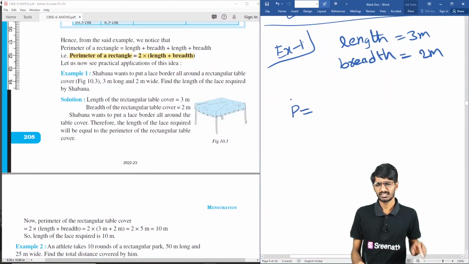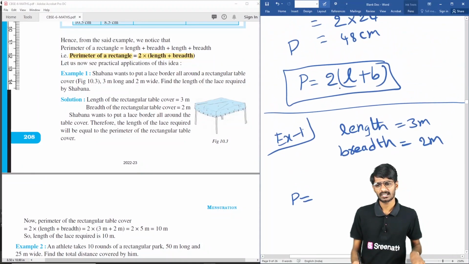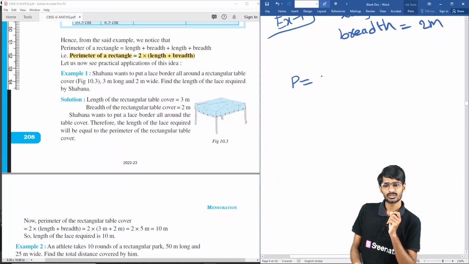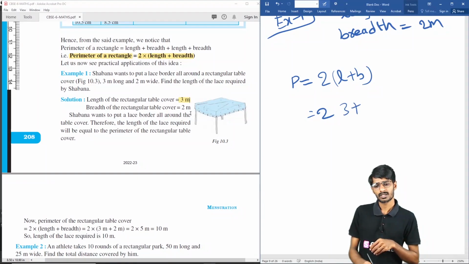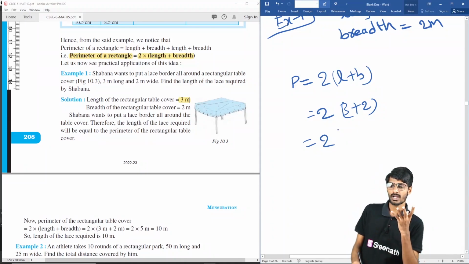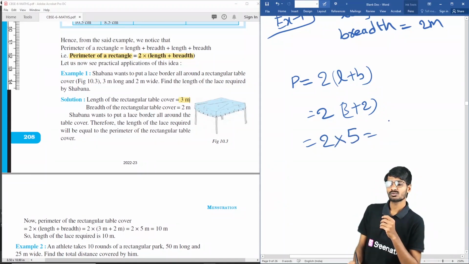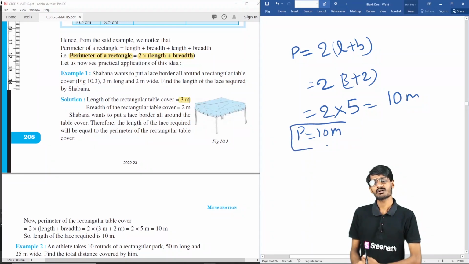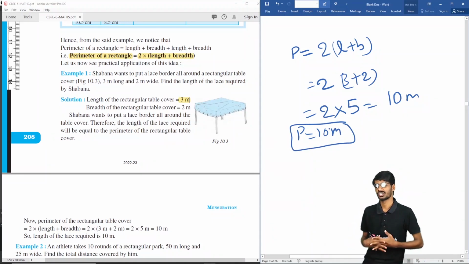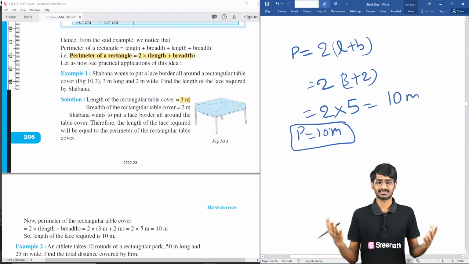The perimeter P equals, it is a rectangle. We know the formula for rectangle perimeter is 2 into L plus B. Length is 3 meters, no? So 2 into 3 plus breadth, which is 2 meters. So it is 2 into 3 plus 2, which is 5. So 2 into 5, 5 2s are 10. So what is the perimeter of the table? That is 10 meters. So how many meters of lace does she require? She requires 10 meters of lace. That's it, students.